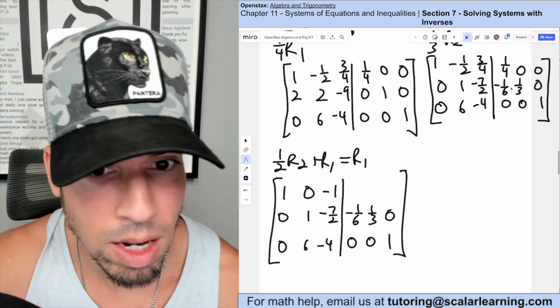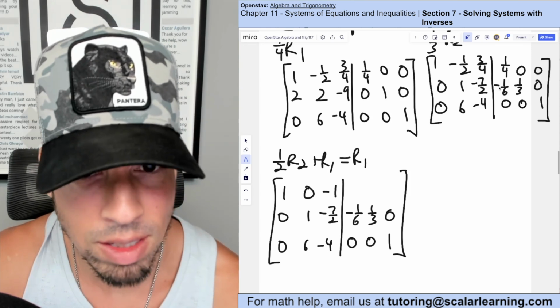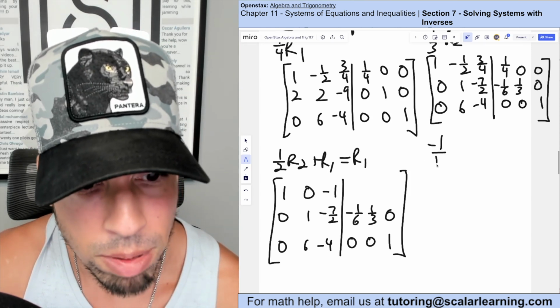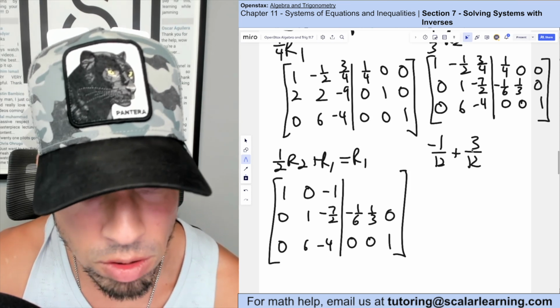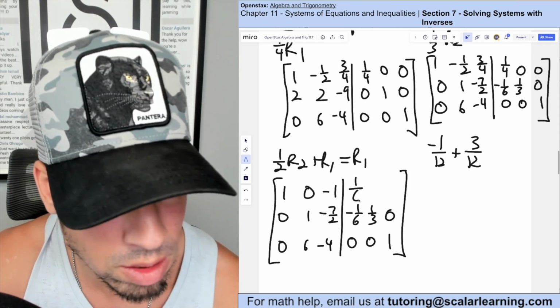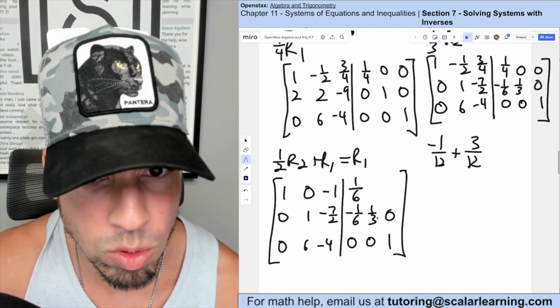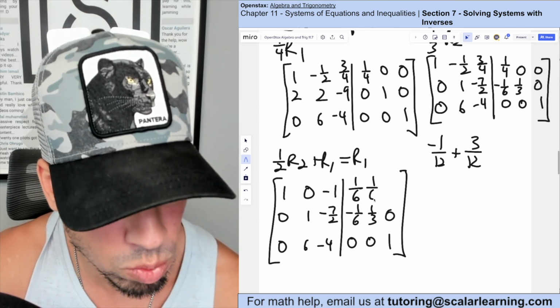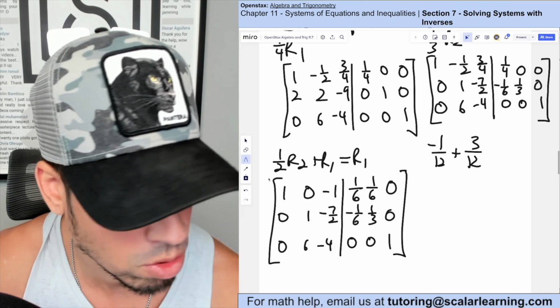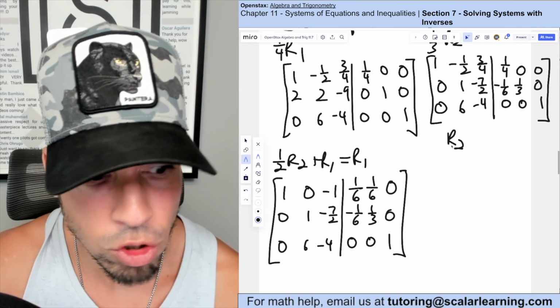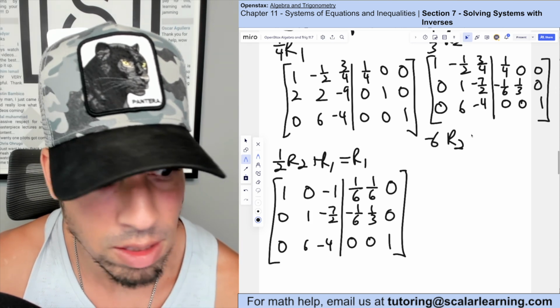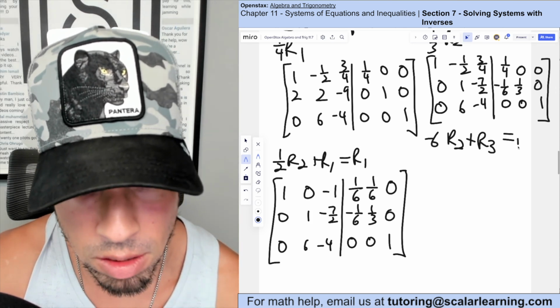And then we've got that times negative 1/6, that's negative 1/12, plus 1/4, which is the same as 3/12. So that's positive 2/12 or 1/6. Then 1/2 times 1/3 is 1/6 again, plus 0 is 1/6, times 0 is 0, plus 0 is 0. Next, we got to flip that guy to a 0, so I'm going to multiply row 2 by negative 6 and add it to row 3 to get a new row 3.